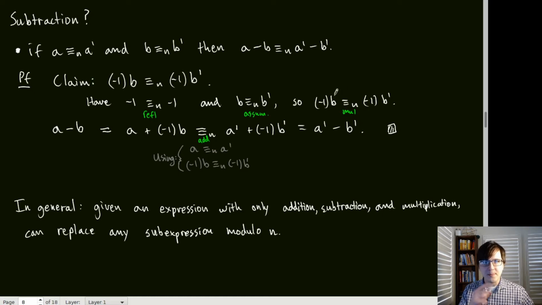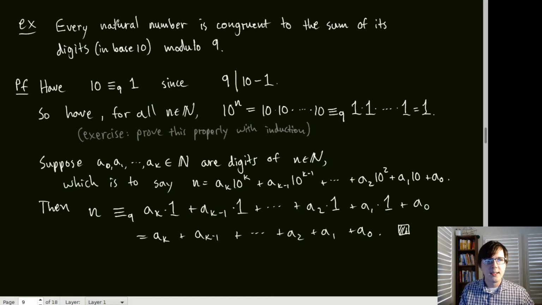So that is what we wanted to show, that a minus b is congruent mod n to a prime minus b prime. So in general, what all these different properties give us is that if we have an expression that involves only addition, subtraction, and multiplication, then we can replace any sub-expression of it modulo n. So if some sub-expression is congruent to some other expression mod n, we can just replace it and get something that is equivalent mod n. So let's look at some examples now.